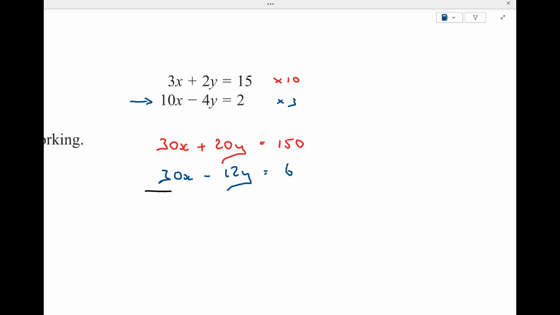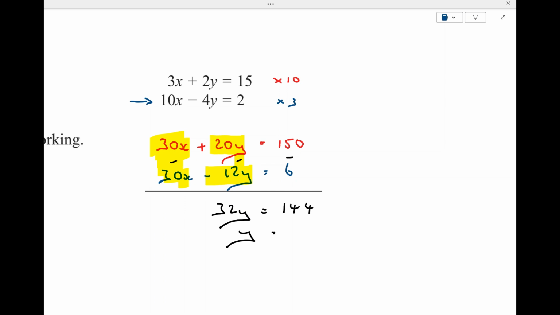So now I've got the x's the same. So now I'm going to subtract, and I'm going to write minus, minus, and minus so that I don't mess up my signs. Here I've got 30x minus 30x, so that's sorted. Now, 20y minus 12y. 20y minus 12y is 32y, equals 150 minus 6, 144. Let's divide both sides by 32 to find out what y is. 144 divided by 32, so y is 4.5.